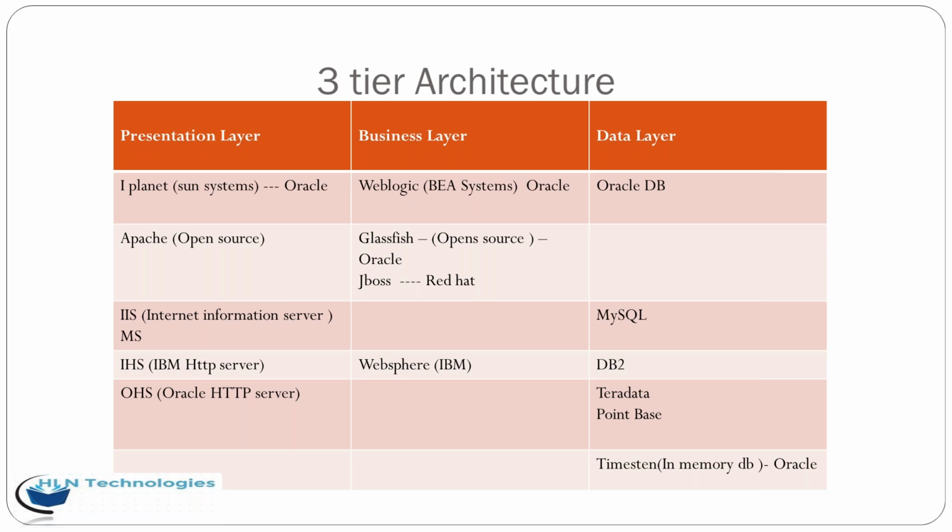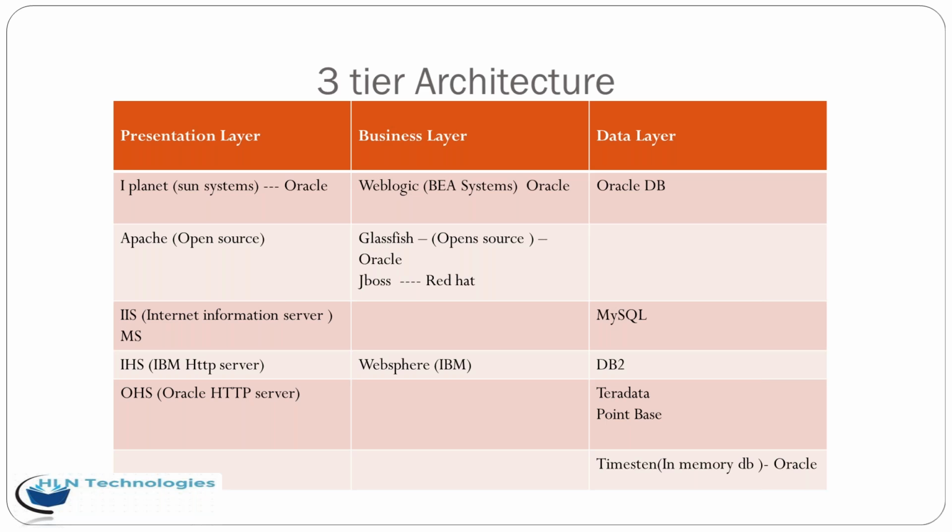Apache is open source, which means we don't need to pay a single rupee for the license. IAS is from Microsoft, so obviously we need to pay to get the license. IHS is from IBM, so we need to pay for the license. And OHS is from Oracle, so we need to pay for the license. So only Apache is open source as of now.